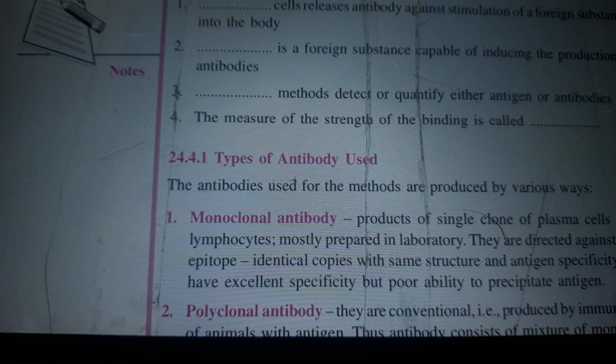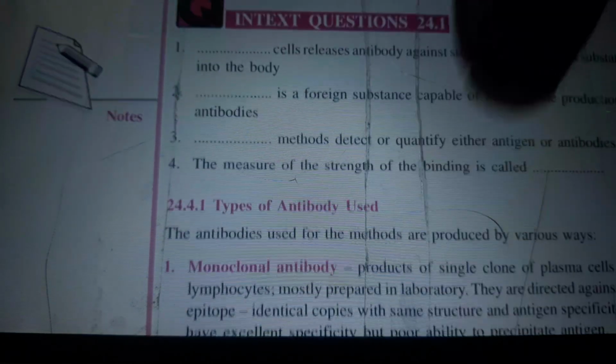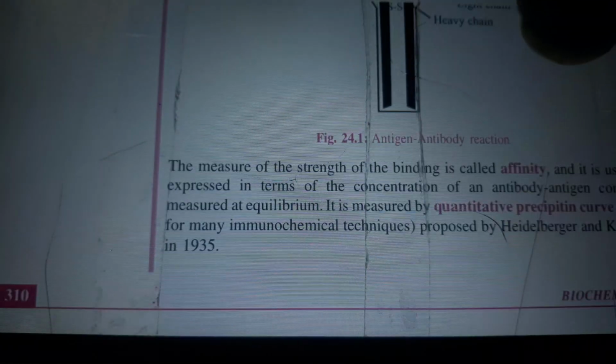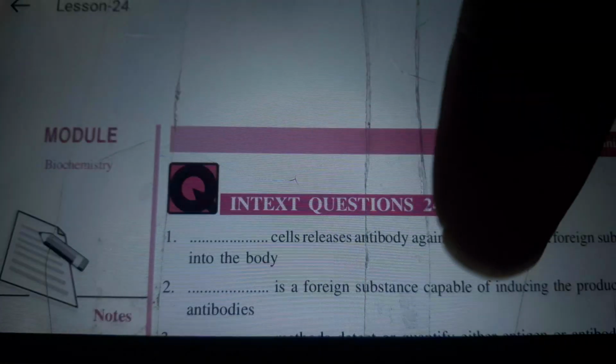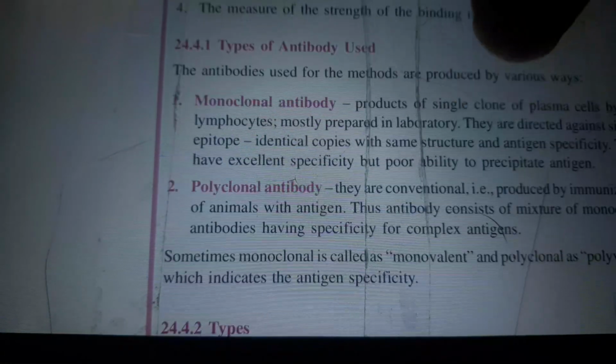Antigen. Dash methods detect or quantify either antigen or antibodies. The measurement of the strength of the binding is called, and your measurement of the binding, so what is it? I guess you'll find out the answers and then put them in the comment section. I will get back to you, right?